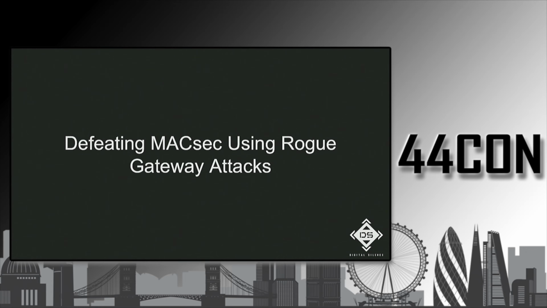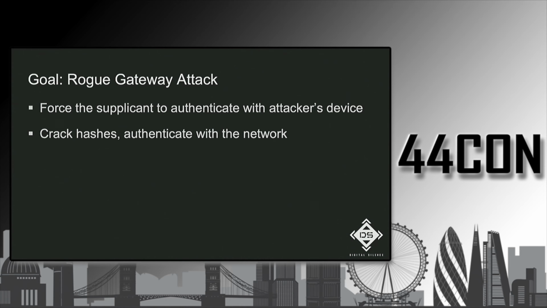So it makes sense now that we should be able to use a similar attack to what we use to defeat weak EAP methods on the wireless environment within a wired environment. And I know the slide says defeating MacSEC using rogue gateway attacks. We're actually not doing that. It should say defeating 802.1x-2010 using rogue gateway attacks because what we're about to do, we're not actually going to approach MacSEC at all. We're going to avoid having to deal with MacSEC by attacking the authentication mechanism, which is kind of sleazy, but it works.